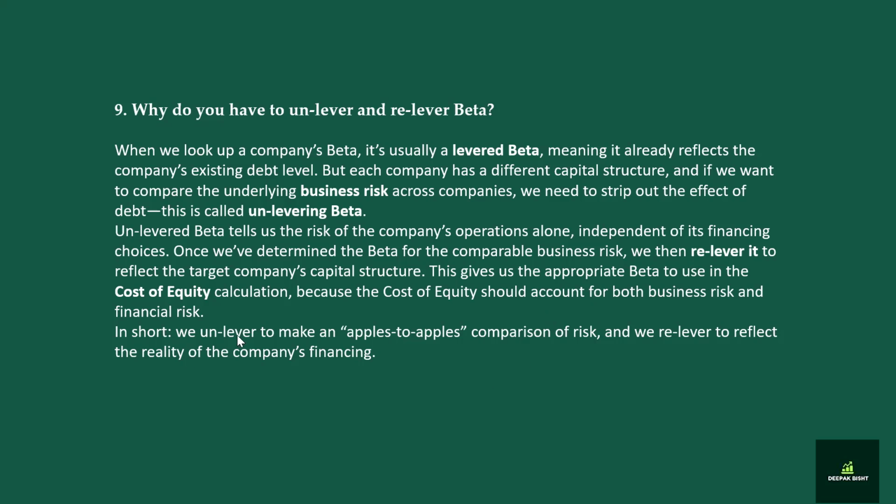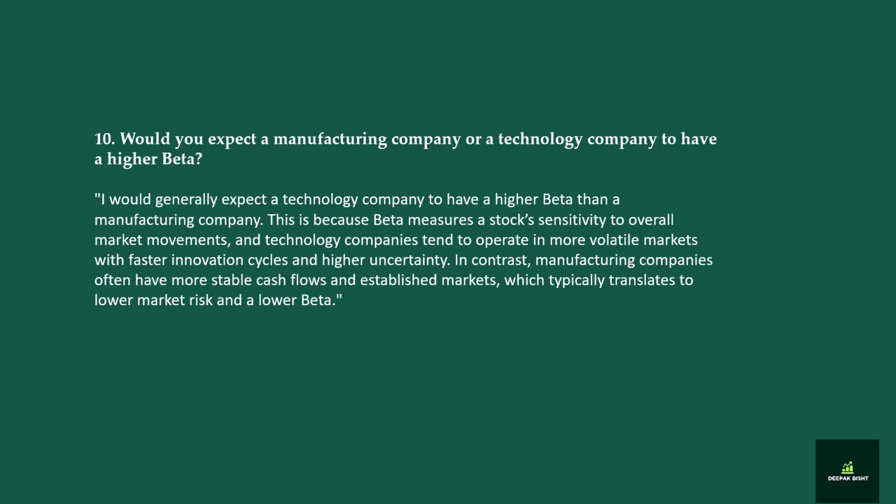The intuition here is to think of beta as a risk thermometer. Unlevering removes the heat caused by debt, so you measure the real temperature of the business, and relevering then adds back the heat that the company's own debt contributes, giving you the true measure of the risk for investors. So let's move to question number 10 without wasting any time further. I hope this was clear.